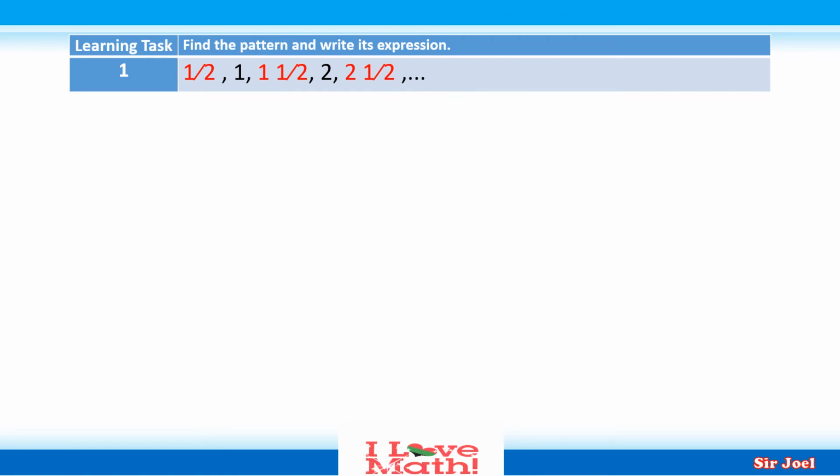Next sequence, 1/2, 1, 1 and 1/2, 2, 2 and 1/2, ellipses. Naku, merong fraction. Mahirap ba? Tingnan natin. May common difference kaya? Check natin. 1 minus 1/2. Well, the answer is 1/2. Kasi isang buo, bawasan ng kalahati, kalahati. Tama? Next, 1 and 1/2 minus 1. Still, the difference is 1/2. Isa't kalahati, bawasan ng isa, natira, kalahati.